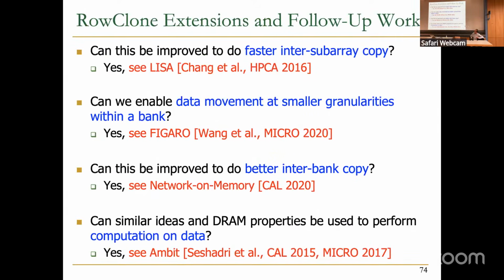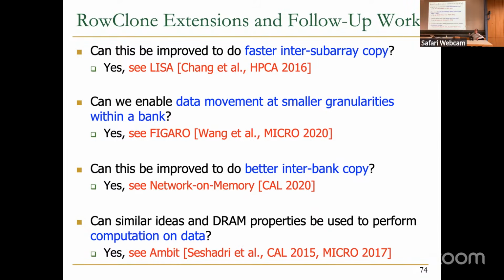So there are many other questions after this. The paper also covers initialization in detail, and also inter-subarray copy, which is very tough to do in that paper. So we're going to look at some questions. Can this be improved to do faster inter-subarray copy? Can we enable data movement at smaller granularities within a bank? We have some mechanisms, but I'm not going to talk about all of these details. Can this be implemented to do better inter-bank copy, for example? If you have 3D stack memory with a nice logic layer, you can have better interconnects across the banks. So basically, we're going to add more and more connectivity inside the DRAM chip. That's one of the problems with existing DRAM chips. There's not enough connectivity across the memories.